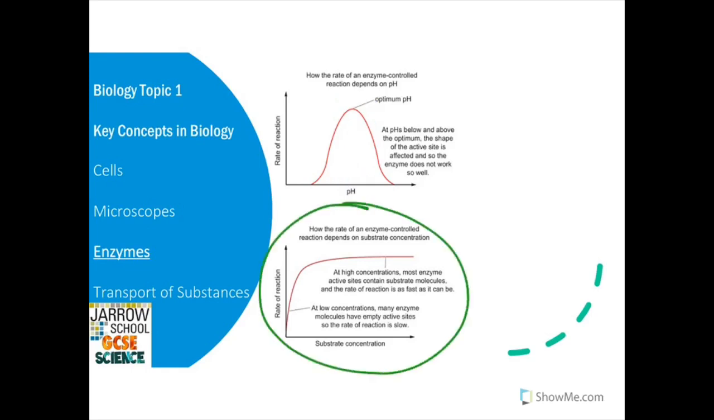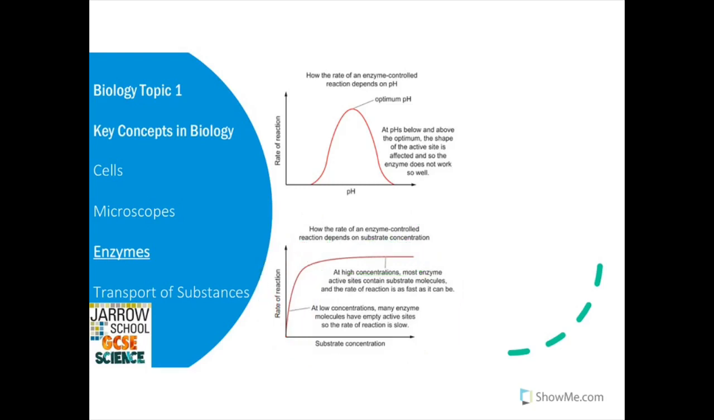This graph at the bottom is showing you what happens as you increase the substrate concentration. So the substrate concentration is the amount of things that are meant to be reacting together. So as you can see at the beginning of the graph, the rate of reaction increases rapidly, but after a while the line goes flat. So I want you to pause the video and think about why the line goes flat even though the substrate concentration is increasing.